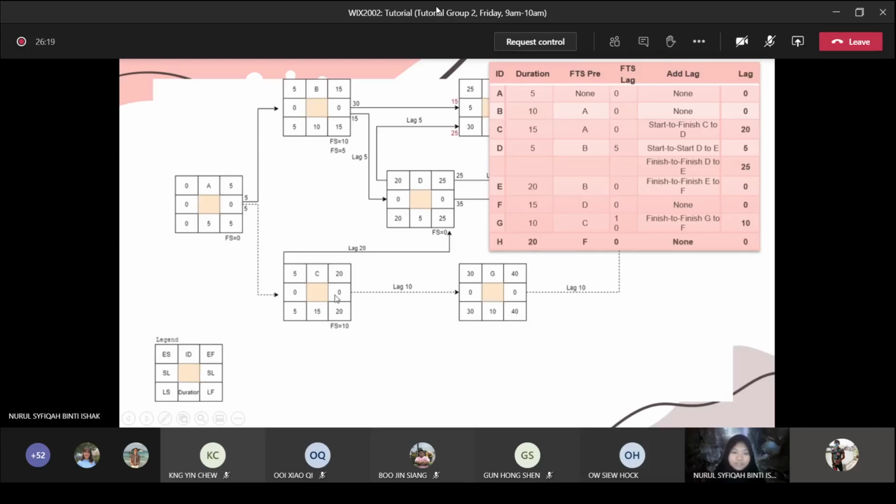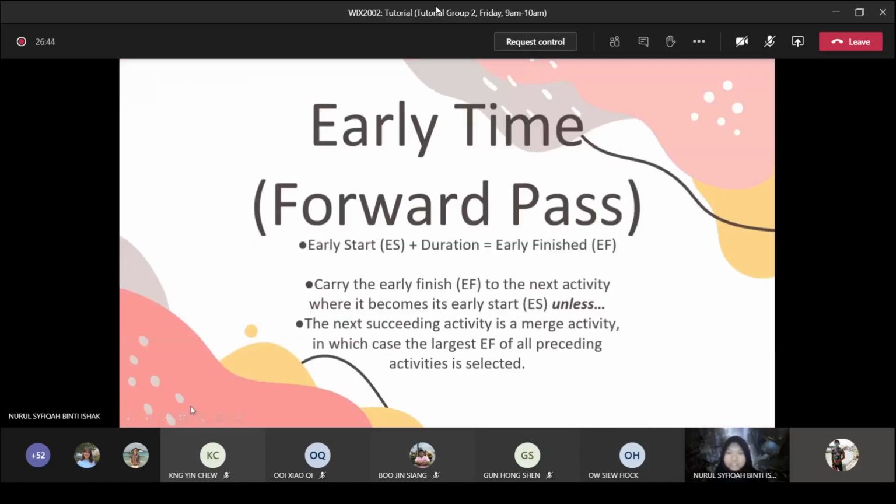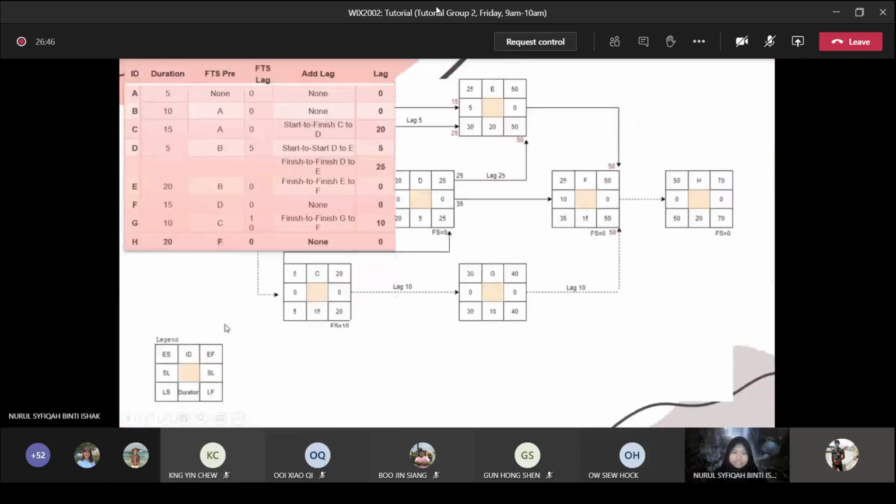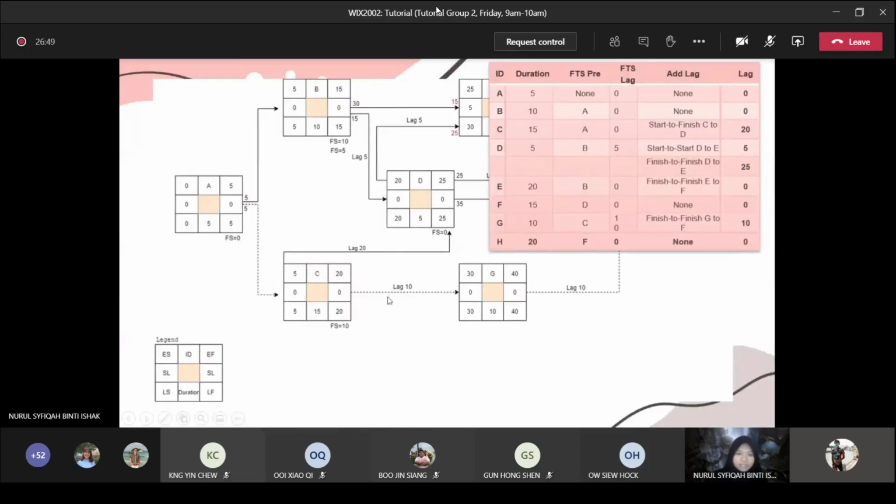Next is activity C. Can you see my cursor? Yes. Okay. For activity C, the duration is 15, and the predecessor is A. The additional lag for C is start to finish, C to D. So this is start, and then finish to D. Next is finish, D to E.